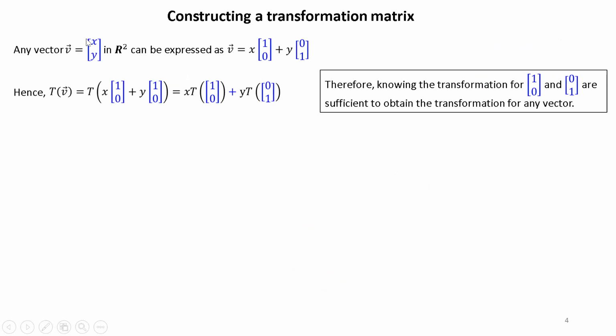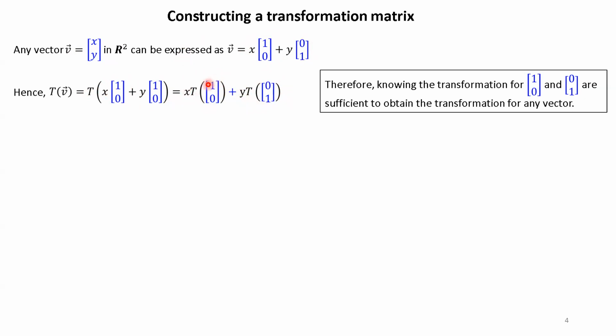Any vector in the two-dimensional space can be expressed like this. It's basically because, as I told you, this (1, 0) really means x hat, and this (0, 1) really means y hat. So that's why the vector can be written in this way. If I want to transform this vector v, for any (x, y), it will be the same as transforming this vector here. And because of the property of linear transformation, it can be treated as a sum of these two transformed vectors.